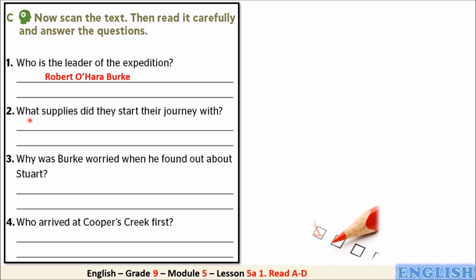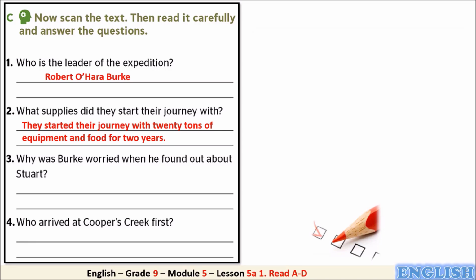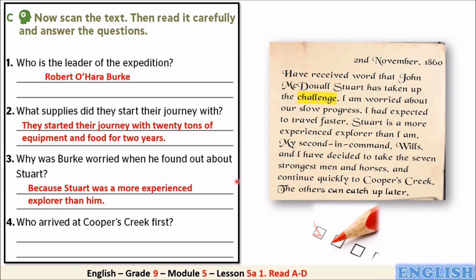Question number 2. What supplies did they start their journey with? Very good, my students. They started their journey with 20 tons of equipment and food for 2 years. Can you justify this answer in the text? Very good, my students. It's here, in this part. Number 3. Why was Burke worried when he found out about Stuart? Excellent, my students. Because Stuart was a more experienced explorer than him. Can you find a clue in the text to justify this answer? That's right. It's here.